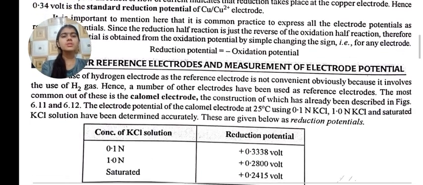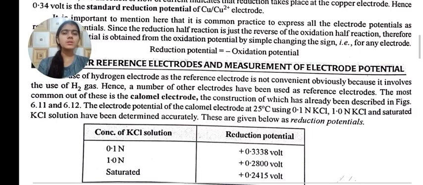The use of the hydrogen electrode as the reference electrode is obviously not convenient because it involves the use of H2 gas. Hence a number of other electrodes have been used as reference electrodes. The most common of these is the calomel electrode, the construction of which has already been described in figures 6.11 and 6.12. The electrode potentials of the calomel electrode at 25 degrees Celsius using 0.1 normal KCl, 1.0 normal KCl and saturated KCl solution have been determined accurately. These are given below as reduction potentials.